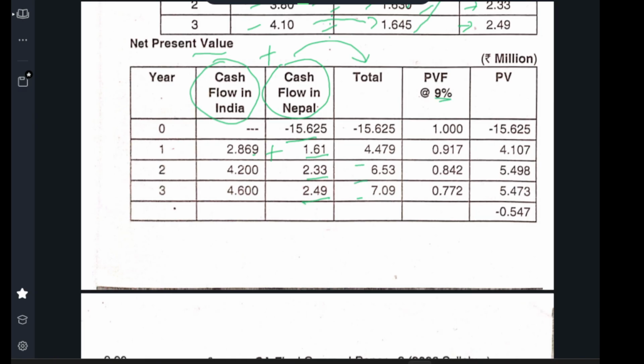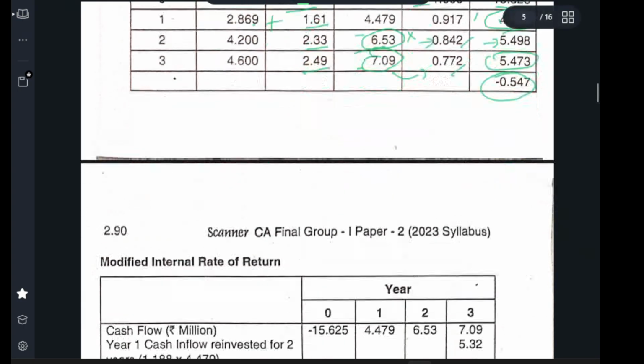The present value at 9%: 1 divided by 1.09 is 0.917, divided by 1.09 again gives 0.842, and again gives 0.772. Multiplying these by the total cash flows, 4.476 into 0.917, 6.53 into 0.842 gives 5.498, and 7.9 into 0.772 gives 6.099. The total is 15.473, so the net present value is a loss of 0.547.